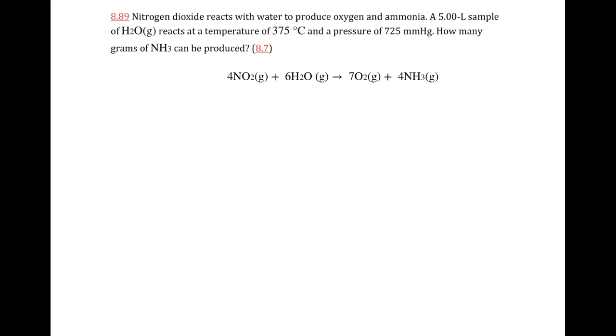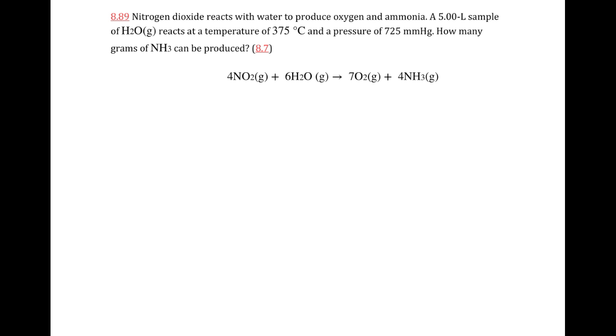Question 8.89 deals with the ideal gas law. It says nitrogen dioxide, so NO2, reacts with water to produce oxygen and ammonia. You can see down here we have a balanced equation. If a 5-liter sample of water gas reacts at a temperature of 375 degrees Celsius and a pressure of 725 millimeters of mercury, how many grams of ammonia can be produced?